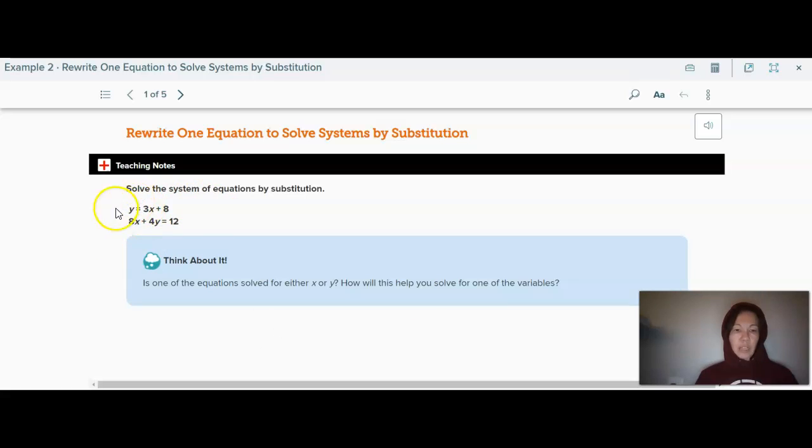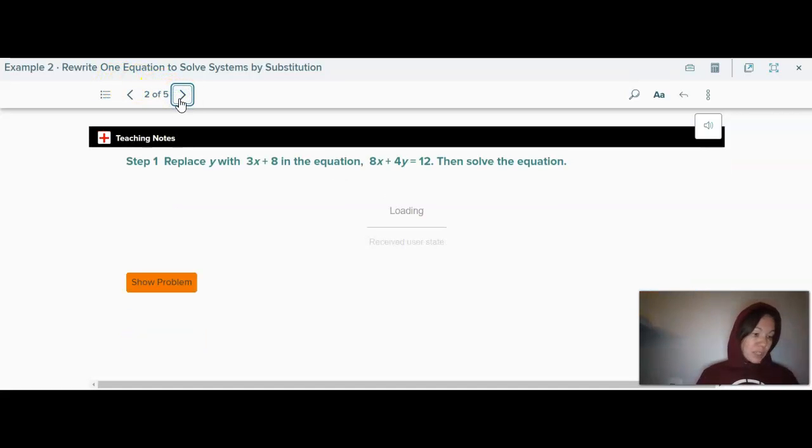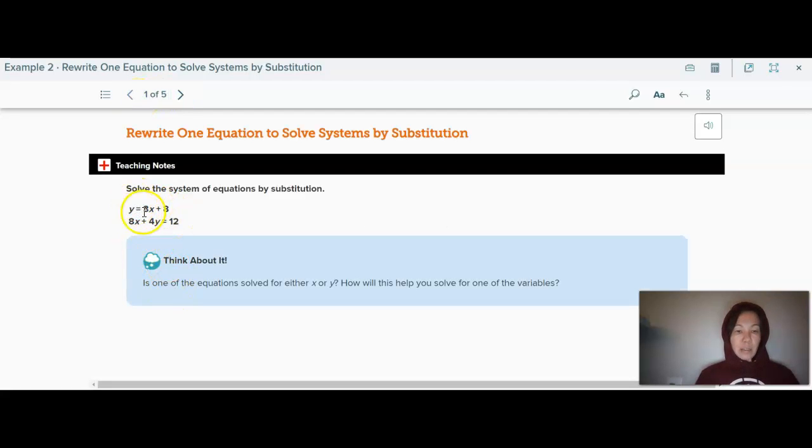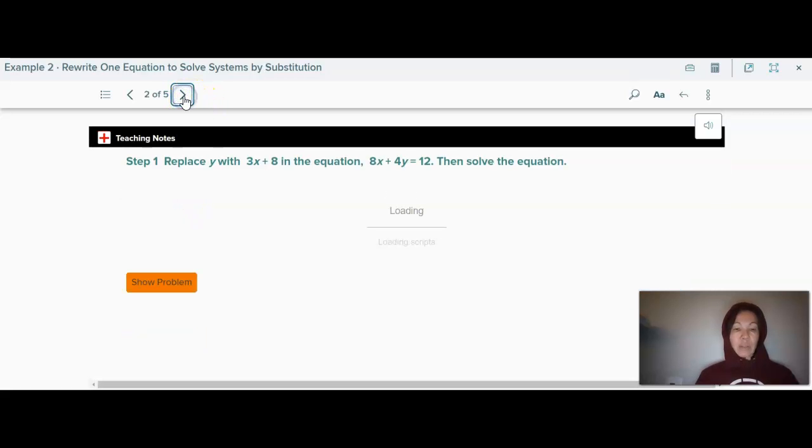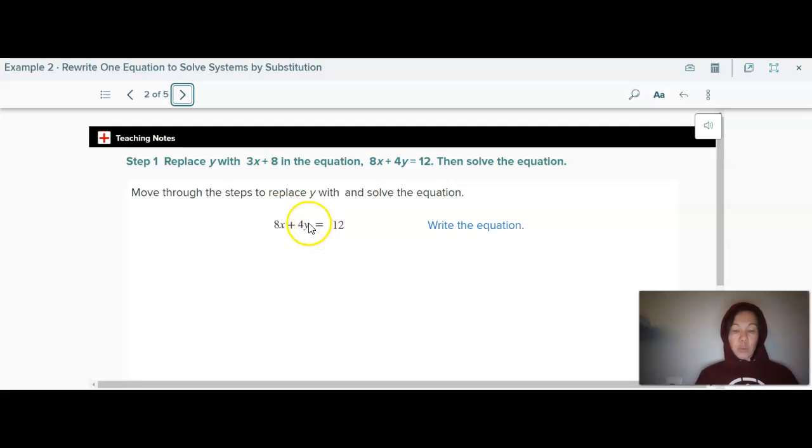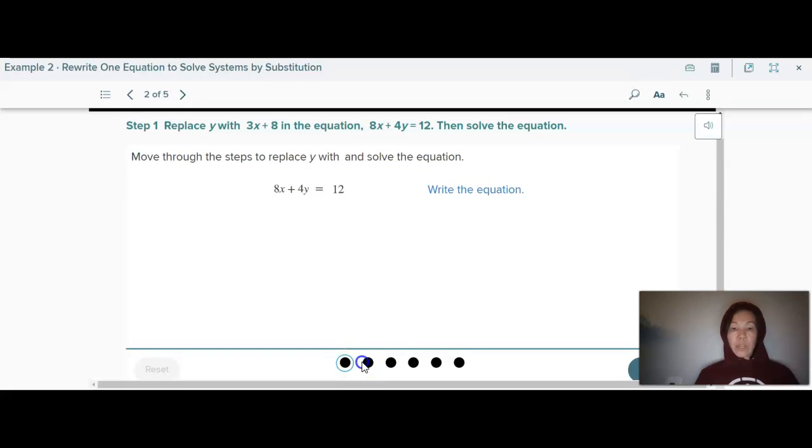Actually, this one already has y by itself, so we won't have to do too much work either. This one is on page 343. You can go to page 343 and fill in the blanks for this problem. What we're going to do is, in this equation, we have y by itself. So in this second equation, I could replace y with the value of y in the first equation.